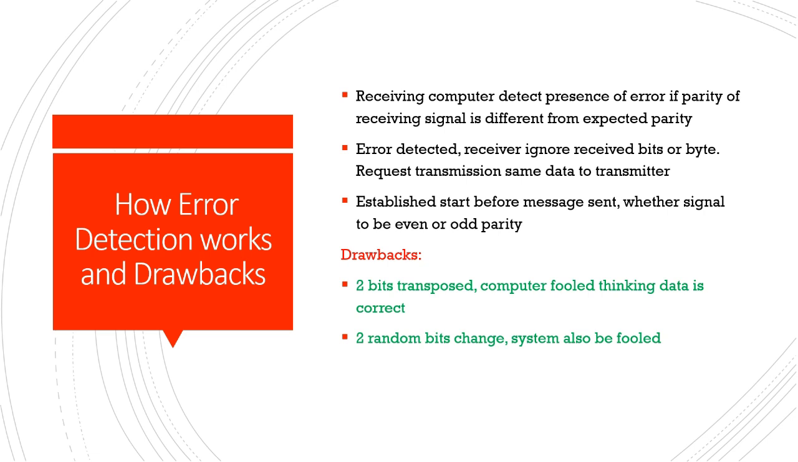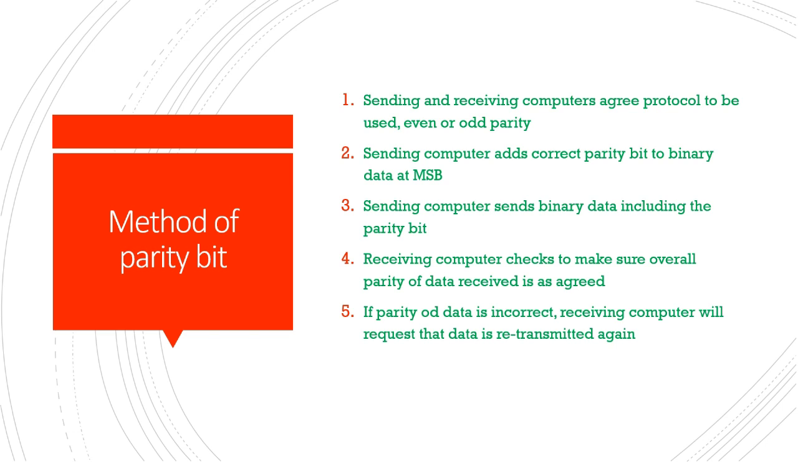The parity will be established before the message is sent, and this will allow them to know what's correct and what isn't. The drawback is that if 2 bits are transposed, then the computer can be fooled into thinking data is correct. Also, if 2 random bits change, the system can also be fooled. So what is the method?